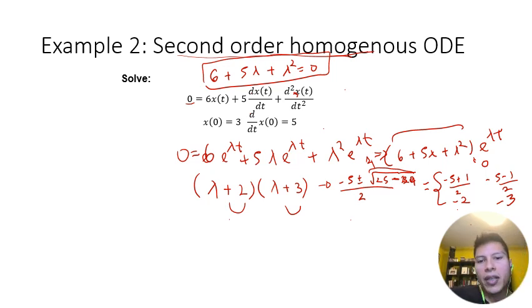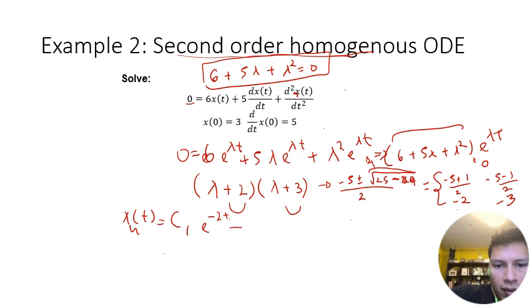And now we need to figure out what the homogeneous solution is. So in this case, x of t homogeneous is just going to be c1 e to the negative 2t plus c2 e to the negative 3t.